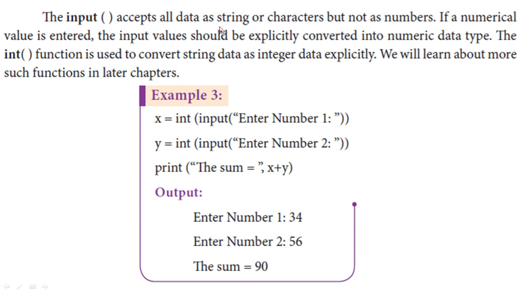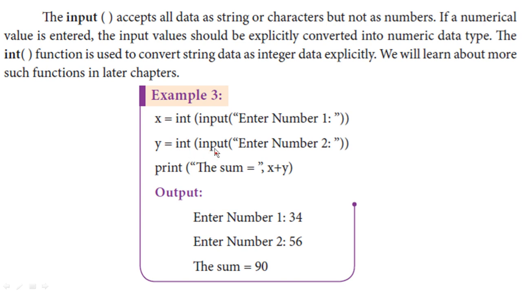The input accepts all data as string or characters but not as number. If a numeric value is entered, the input values should be explicitly converted into a numeric data type. The int function is used to convert the string data into integer data explicitly. We will learn about more such functions in later chapters. Here we are giving the function int. The value we enter by the keyboard is by default a string. By using the int function, it is converted to an integer and saved into the x value.